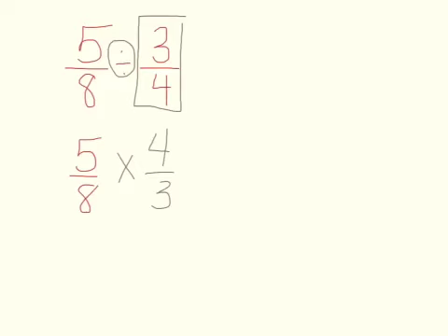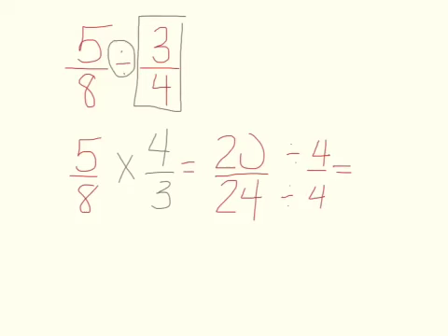Once we have our new problem set up, we can go ahead and do our normal fraction multiplication by doing 5 times 4 where we get 20, and by doing 8 times 3 where we get 24. Now we need to do one more step, which is to simplify this fraction. We can do that by dividing by its greatest common factor, which is 4. And once we divide both the numerator and denominator by 4, we will get 5/6. So 5/8 divided by 3/4 equals 5/6.